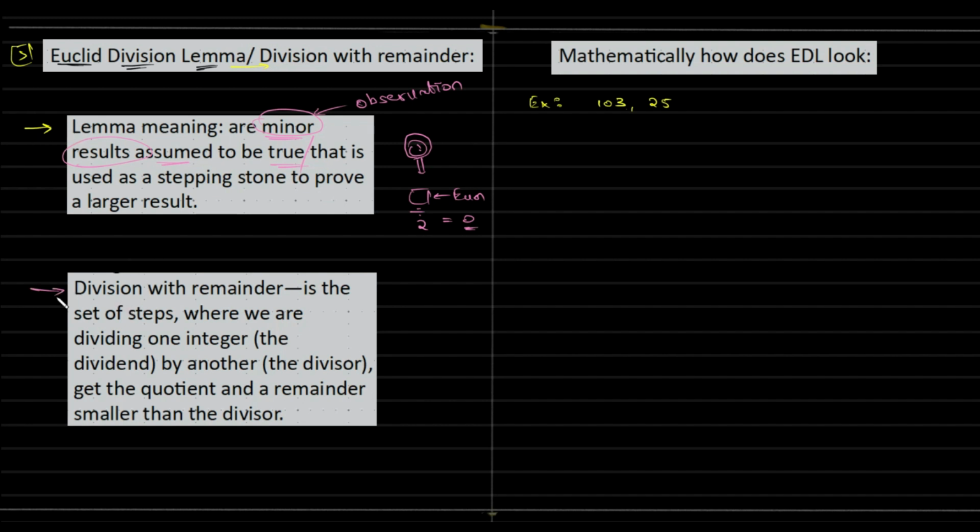So I've here defined what division itself is. It's not required, but anyway, division with remainder is a set of steps where we are dividing one integer by another, and we get the quotient and the remainder smaller than the divisor. So the word smaller over here is important. Based on this, we have a lot of proofs. So now, next thing is, mathematically, how does Euclid division lemma look?